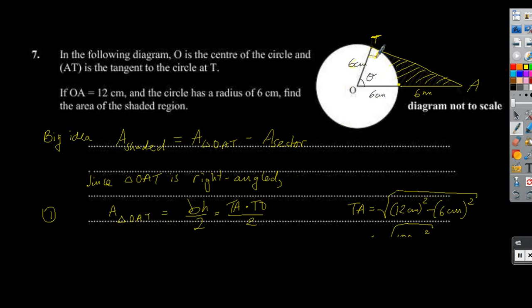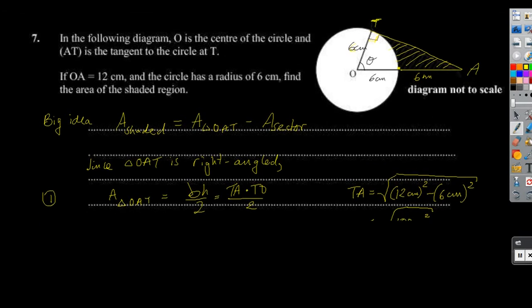Radius and tangent are always perpendicular to each other, so there's a right angle here. So I can calculate TA using Pythagoras. Longest side squared minus the radius squared. Write it out, calculate, verify that you get 108 centimeters squared for the square of TA.